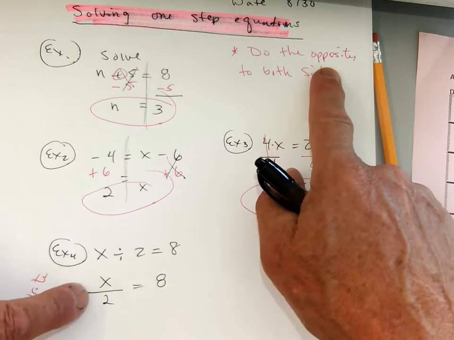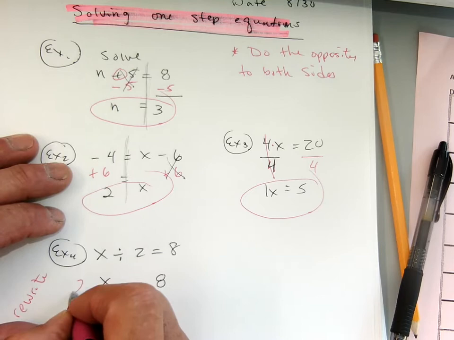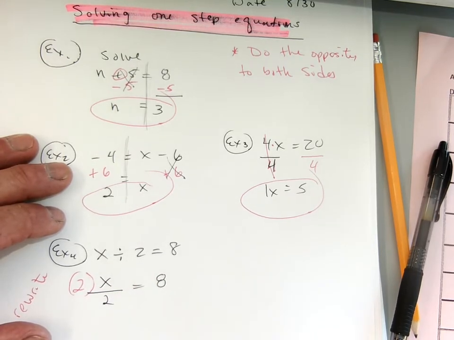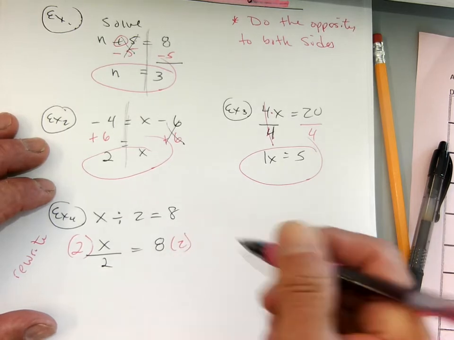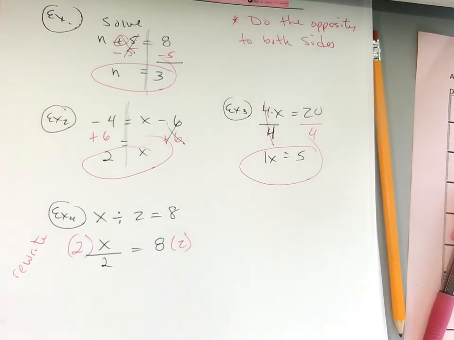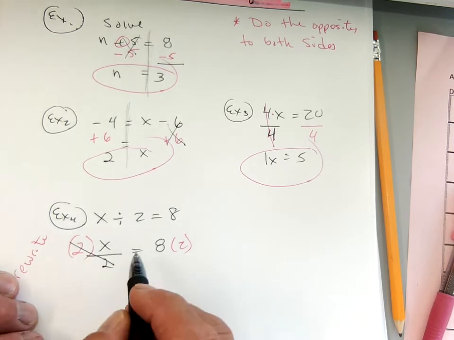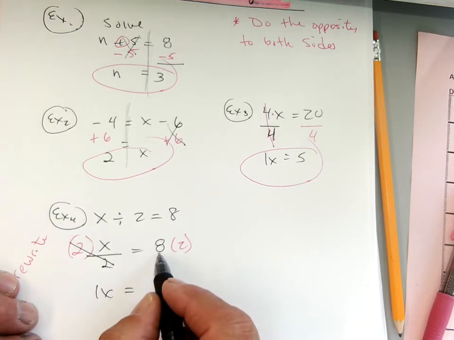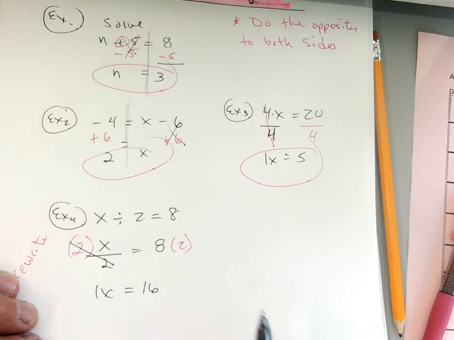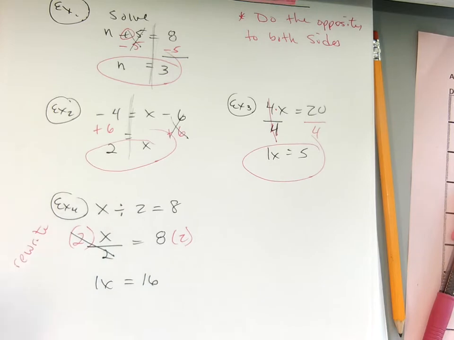The opposite of divide by 2 is to times it by 2. So I'm going to take a 2. I'm going to go and multiply it by 2 like this. Times it by 2. And do it to both sides. Times by 2 here. Okay. The reason I do the opposite, divide by 2, is multiply by 2, because 2 over 2 is a 1x. And 8 times 2 is 16. Or a number divided by 2 is 8. Well, it's got to be 16.